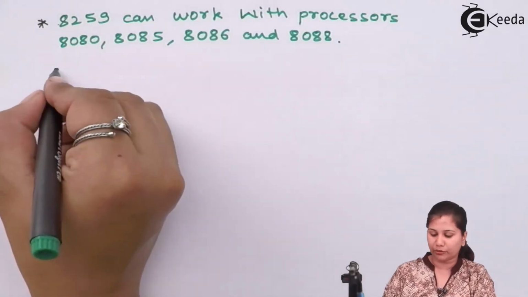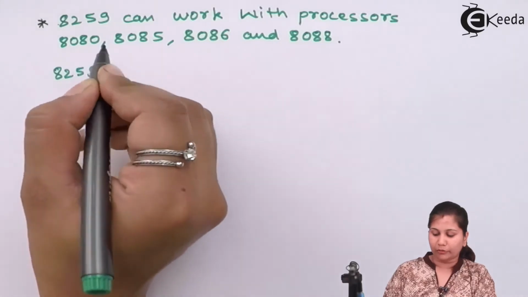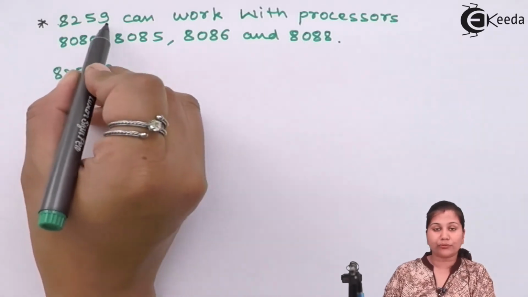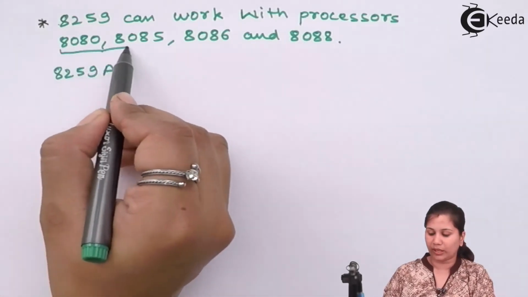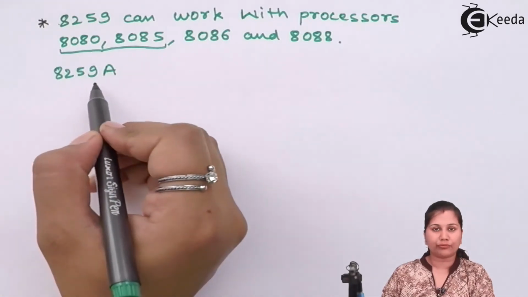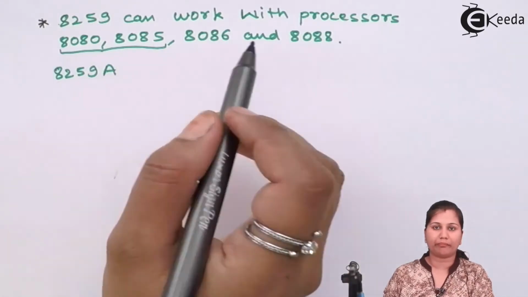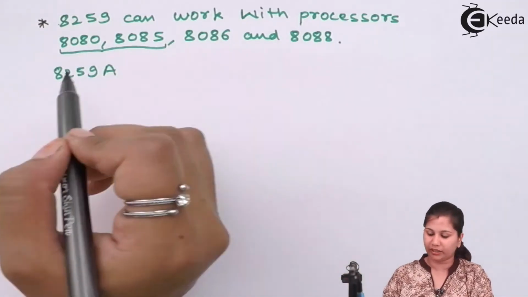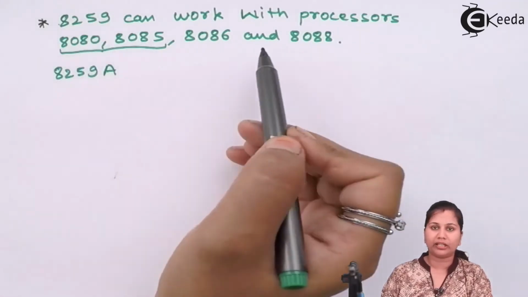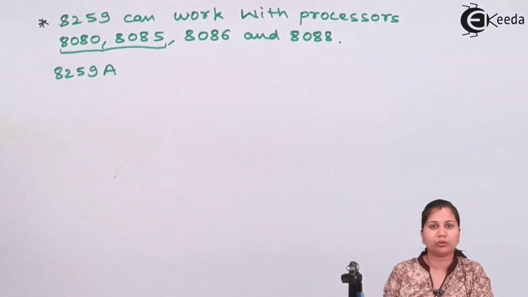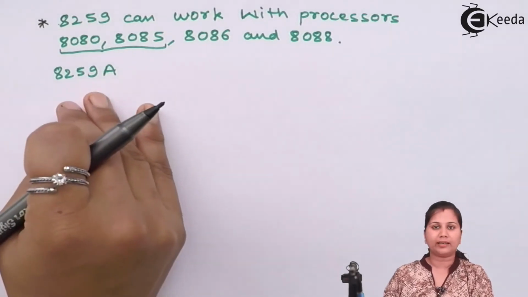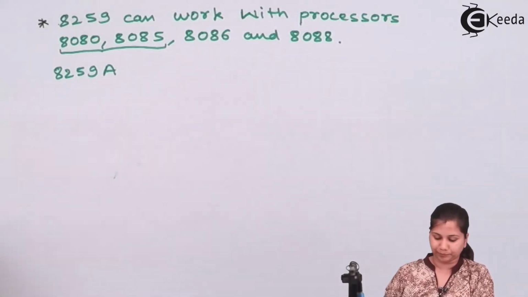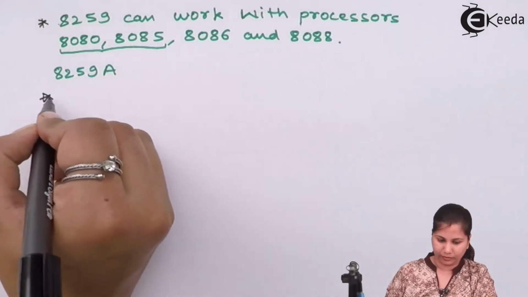Now this 8259 was the older version. The new version is 8259A. The difference between 8259 and 8259A is that 8259 can work only with 8080 and 8085, whereas 8259A can work with any of these 4 types of microprocessor systems. With 8086 and 8088 it can also work, but 8259 cannot. So that is the only difference between the two versions. 8259A is an updated, or higher, version of 8259.